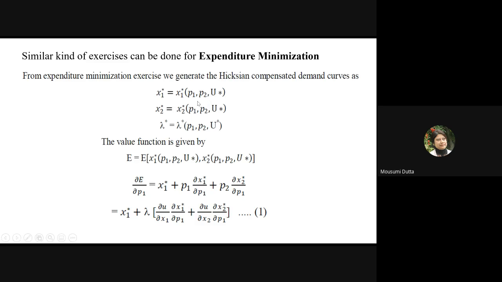In the earlier case, these were functions of P1, P2, M, and here they will be functions of P1, P2, U star, the fixed level of utility. So the value function in terms of expenditure minimization will be given by E, which is a function of x1 star and x2 star. We are following the similar kind of technique, that is, we are taking derivative of this E with respect to parameters of the model. Del E by del P1.